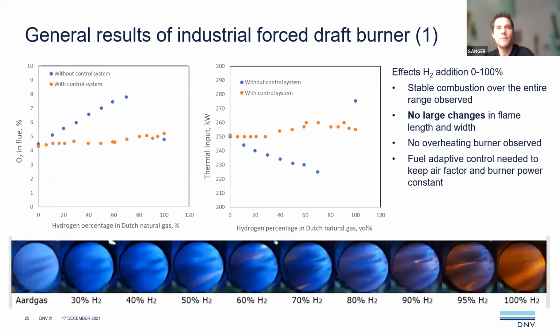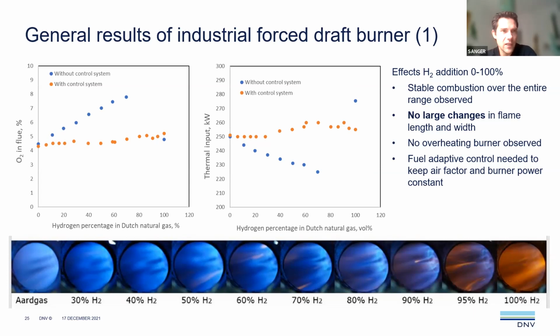Some results are shown here. If you look at the bottom, you see the flame images we took. For example, for this flame, we added hydrogen up to 100%. And what you see is, of course, the flame color changes from blue, and at a certain point it becomes an orange kind of color. That's typical for these flames that we use for hydrogen. But what we also observed is that the flame length did not change that much, and also the flame width for these kinds of flames did not change that much when we switch from natural gas to hydrogen.